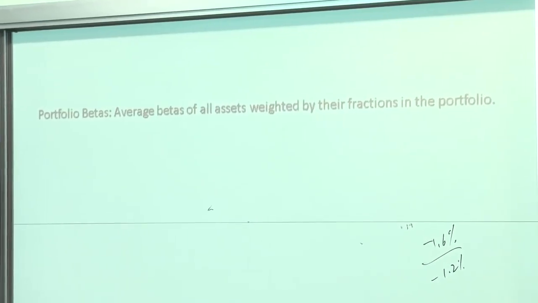So if we have a portfolio, and we know the beta of each asset in the portfolio, how do we find the portfolio beta? It is exactly the same as finding the portfolio expected return. We take the average beta of all the assets in the portfolio, weighted by their proportion in the portfolio. Exactly the same as calculating expected return.